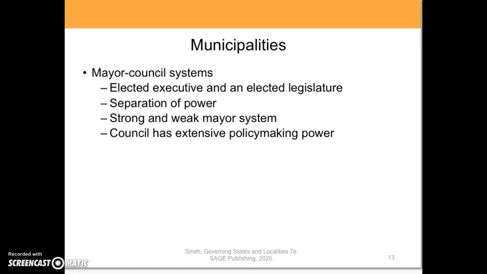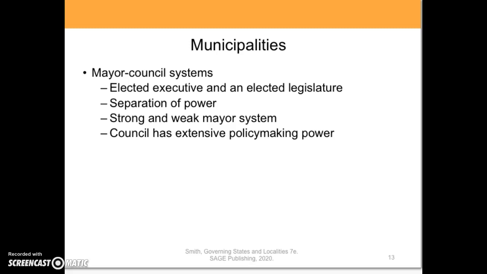Now, municipalities come in a couple different flavors, and we're going to take a look at those. Those are going to be a strong and weak mayor system. So we have mayor-council systems: elected executive and elected legislature. So your mayor is elected and your city council is elected.